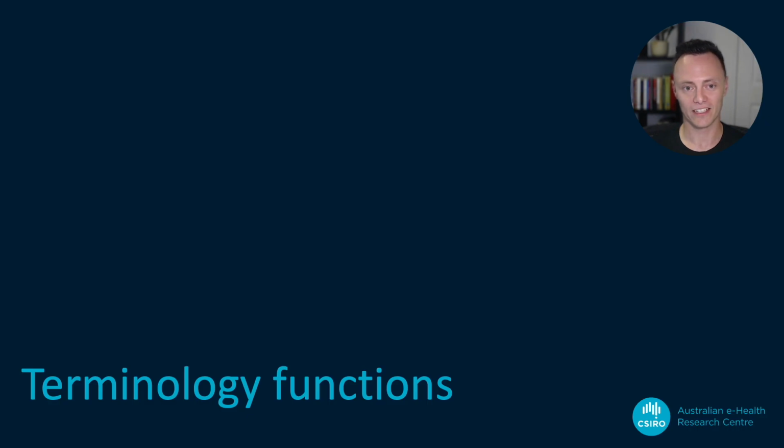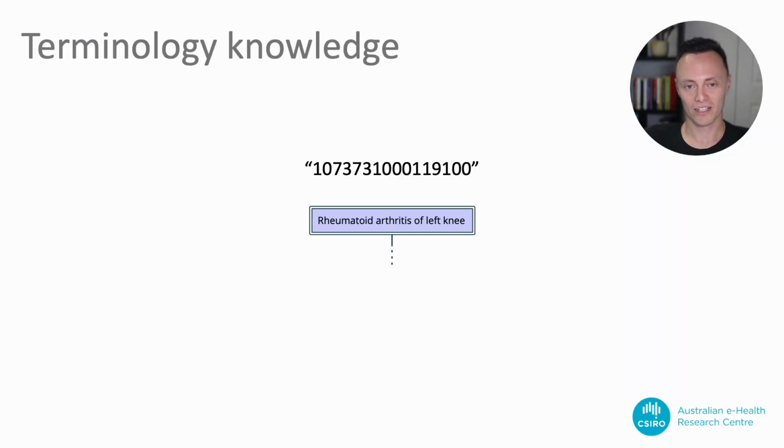And that's it for the encoders. Now I'll give you an overview of the terminology functionality that we have built into Pathling. Terminology is used extensively within health data and is used to describe many concepts including observations, diagnoses, procedures, medications, and many more.